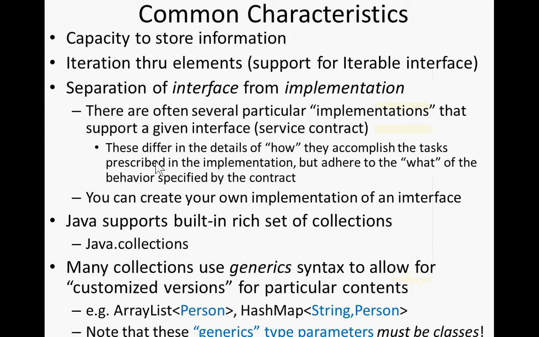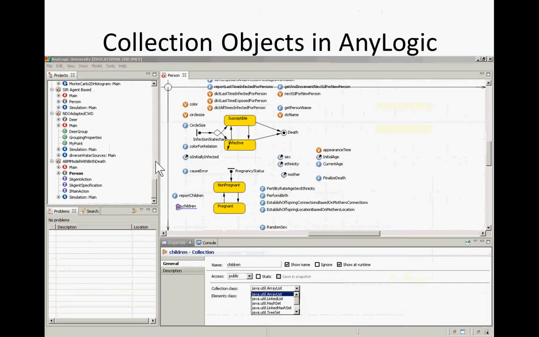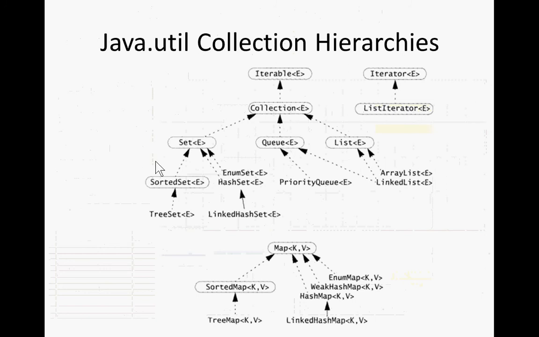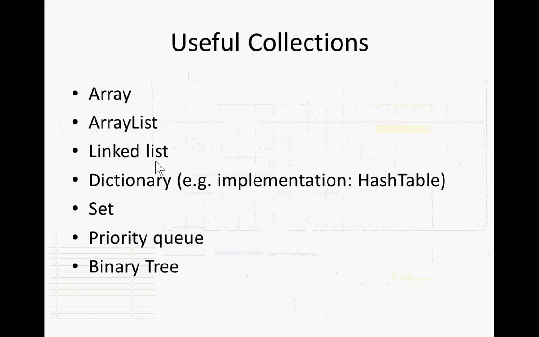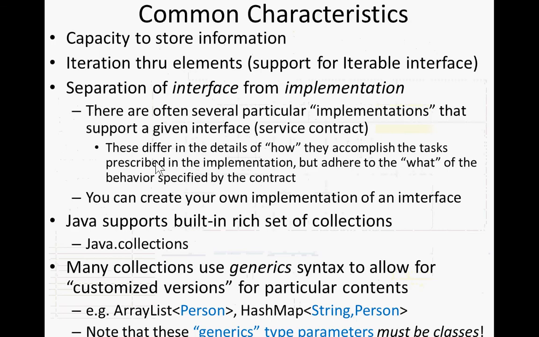As long as this is a collection of some sort, as long as it's an iterable, you can iterate over it. They're all iterable in that sort of way. There's a separation of interface from implementation. There's often several implementations to support an interface. So a dictionary can be implemented in many different ways. Some might be really efficient for small numbers of things, some might be efficient for large numbers, and some might further provide sorting of the results, etc.